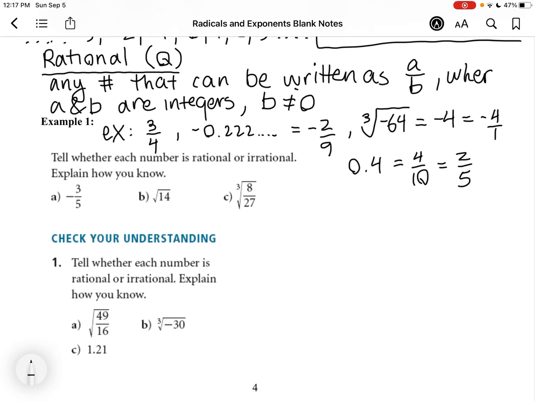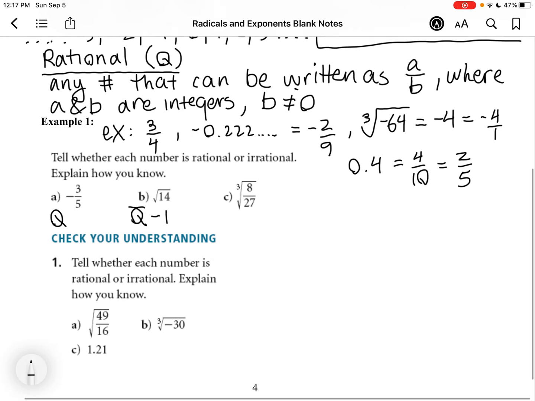Well, the number -3/5 is written in the form a over b, where a and b are both integers. So this is rational. Okay. The square root of 14. Well, 14 is not a perfect square, right? It's between 9 and 16, which is 9 is 3 squared and 16 is 4 squared. So this is going to be irrational. And why 14 is not a perfect square.